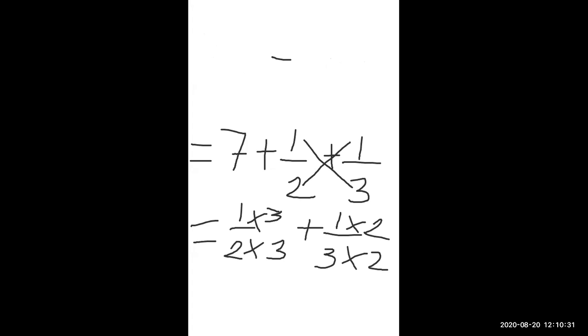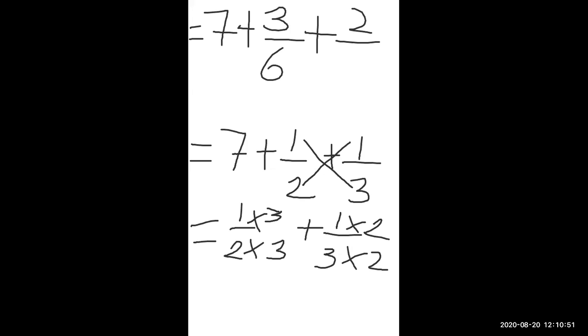I am rubbing the question. What will you get? You will get 7 plus 1 threes are 3 upon 2 threes are 6, plus 1 twos are 2 upon 3 twos are 6. Is it clear now? What you have got is 7 plus 3 upon 6 plus 2 upon 6. After cross multiplying and making the denominators equal, you get 7 plus 3 upon 6 plus 2 upon 6. Now what are you going to do next?